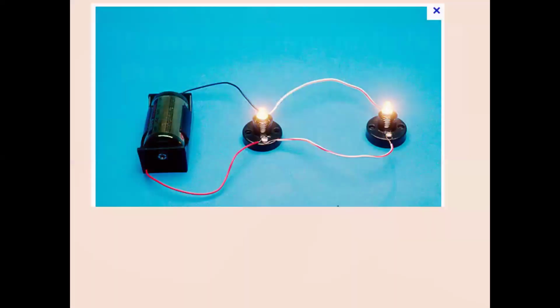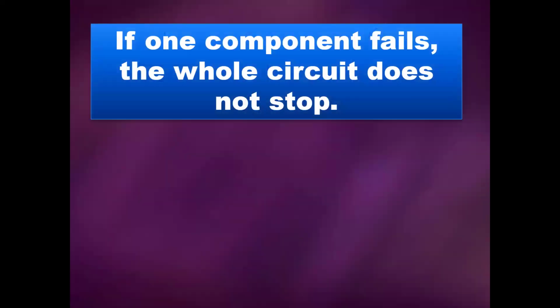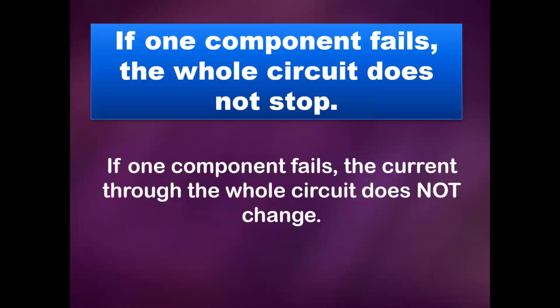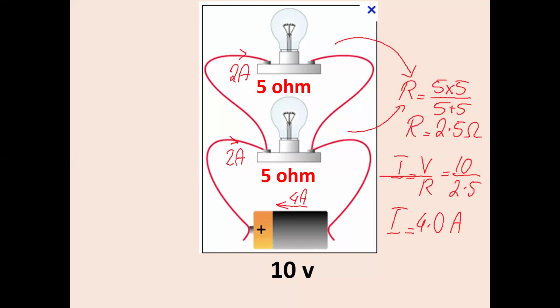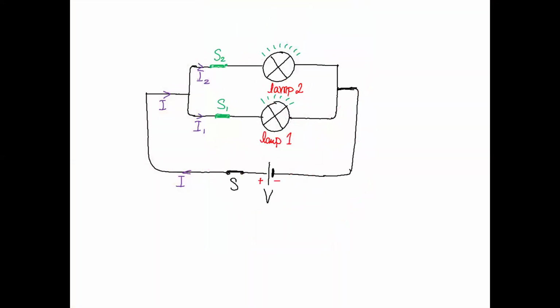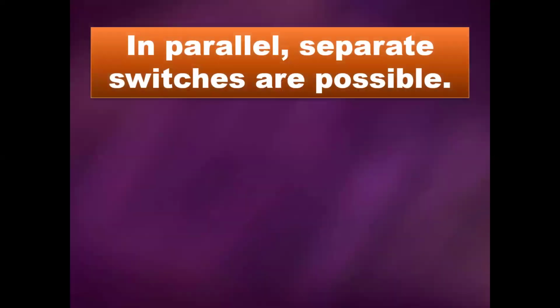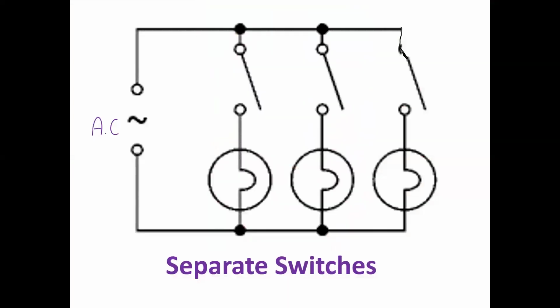In parallel, if one component fails, like this is a parallel circuit, the whole circuit does not stop. And even the current in the system doesn't have any change. Like these are two 5-ohm filament lamps. If we take out one lamp, the whole circuit doesn't go off. The circuit continues to work as usual if one of the lamps is switched off. This is the benefit of parallel. In parallel, multiple switches are possible, so we can divide the load in our homes. That is why parallel circuit is the most common circuit.